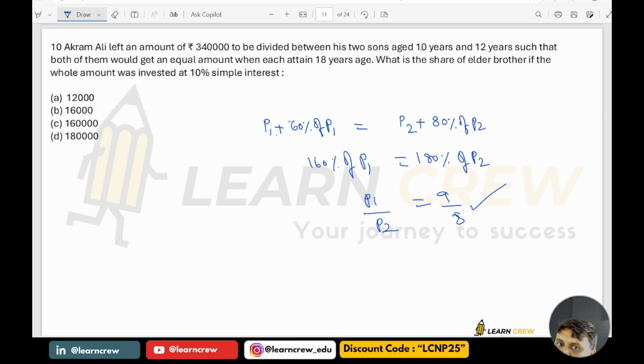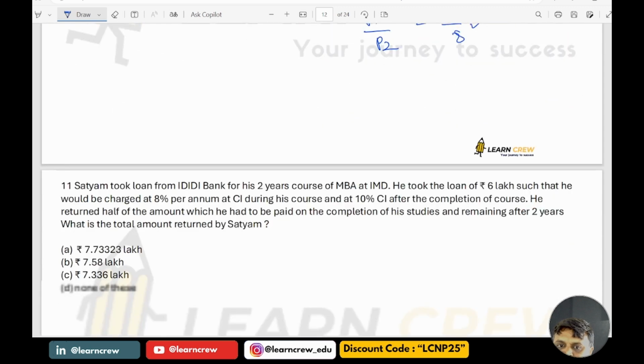At the age of 18, when both attain the age of 18, means for him more 6 years, for him more 8 years, the interest will be added at the rate of 10% of the deposit amounts. So it becomes 160% of his principal. It becomes 180% of its principal. Thereby P1 is to P2 we got as 9 is to 8. Next, question number 11.